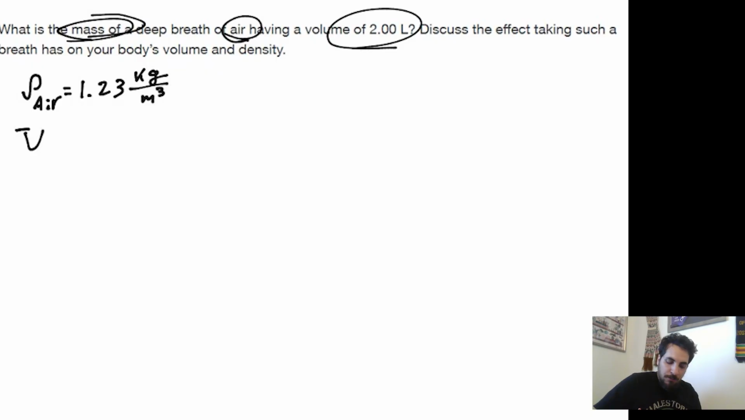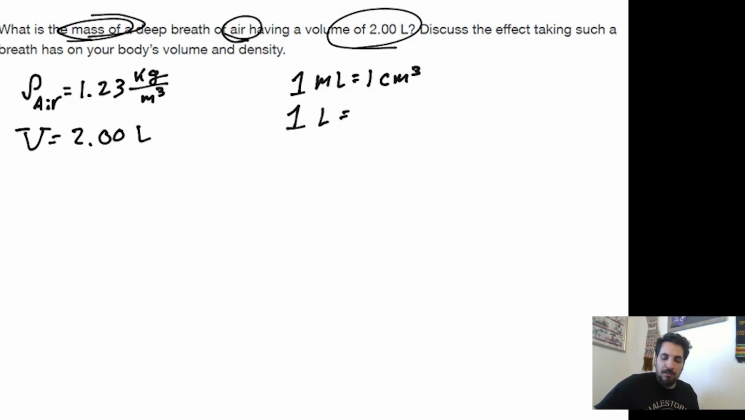The volume, well, we are given the volume of 2.00 liters. And you might be tempted to say, well, if 1 milliliter is equal to 1 centimeter cubed, perhaps that means 1 liter is equal to 1 meter cubed. You might be tempted to do that, but it's important to know that that is not true. Instead, we're going to find the relationship. How do we do that?